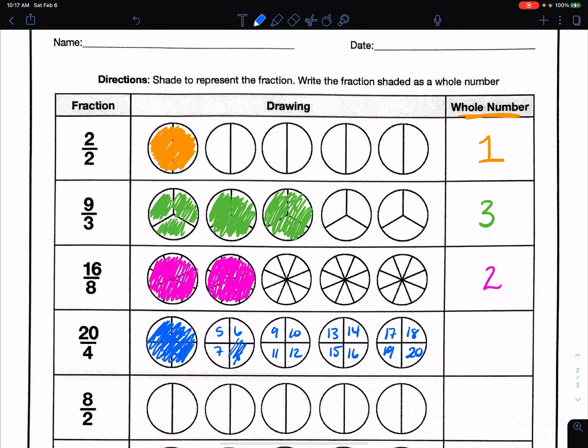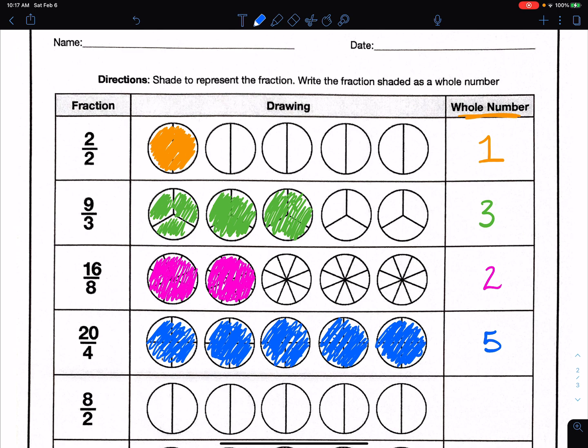I need to shade in these. Shade in these. Shade in these. And shade in all 4 of these pieces. Looking at my circles, I have 1, 2, 3, 4, 5 wholes shaded.